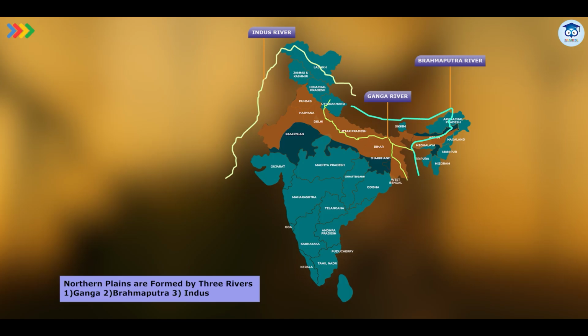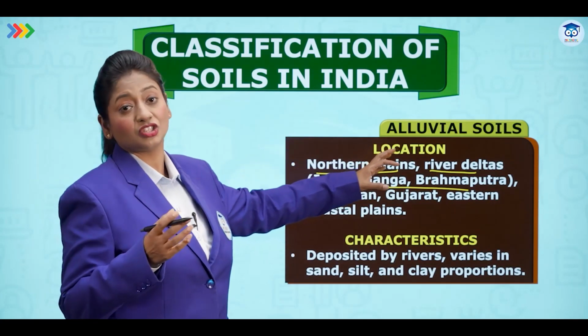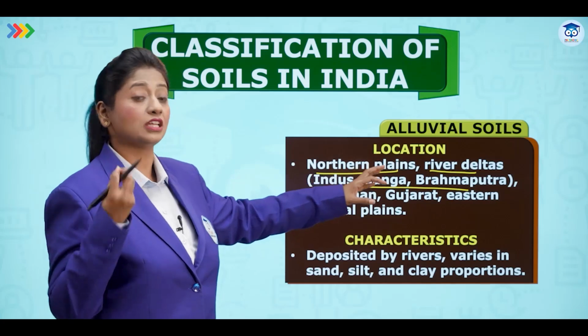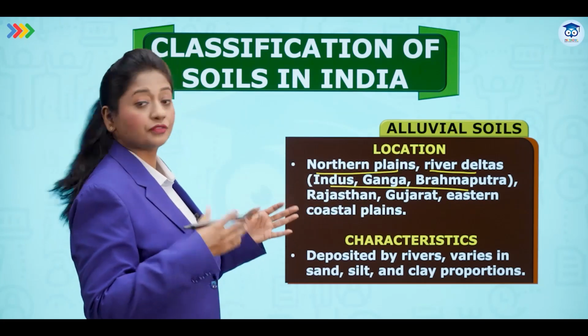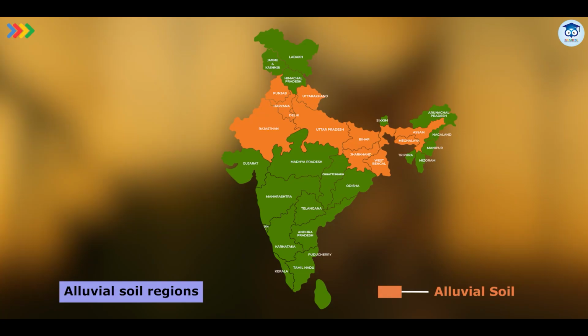Indus. So river Indus, river Ganga, river Brahmaputra, these are the three main rivers in the northern plain, correct, which form the alluvial plains in that region, which have a very rich alluvium soil, and of course proper agriculture can take place over there. Rajasthan, Gujarat, East Coastal Plains as well.